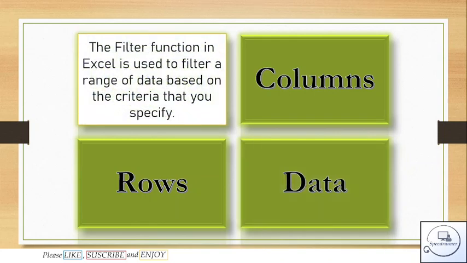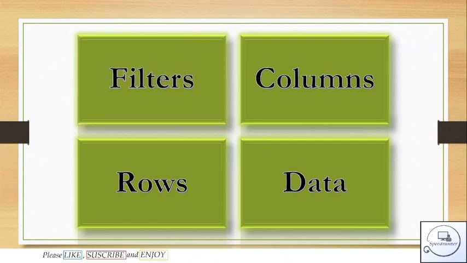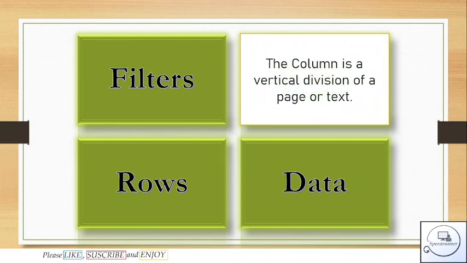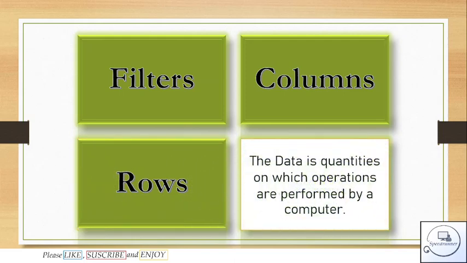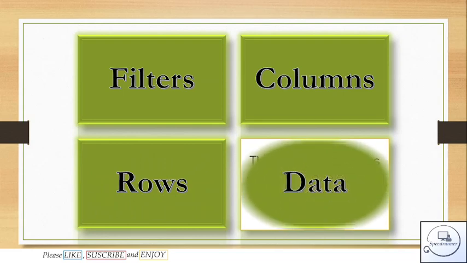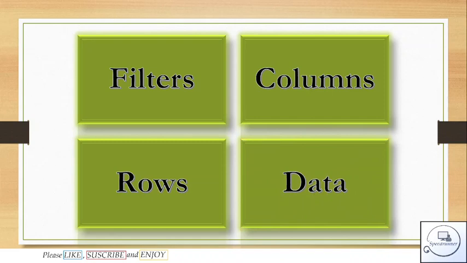The filter function in Excel is used to filter a range of data based on the criteria that you specify. The column is a vertical division of a page or a text. The row is a horizontal division of a page or text. The data is quantities on which operations are performed by a computer. This is filter, columns, rows and data. We are going to learn how important they are once we start creating our own pivot table.